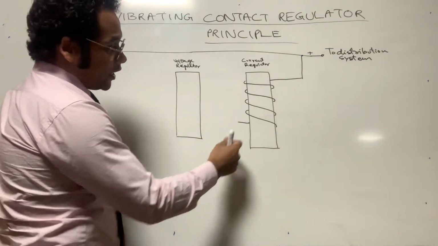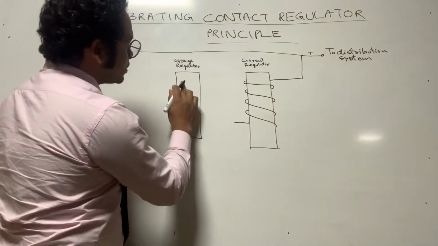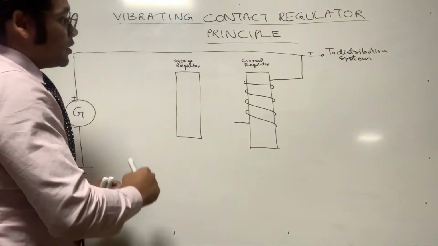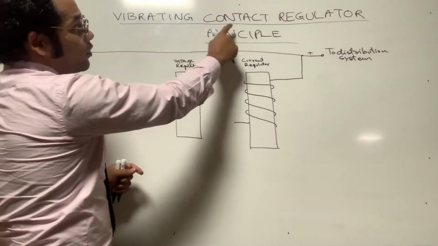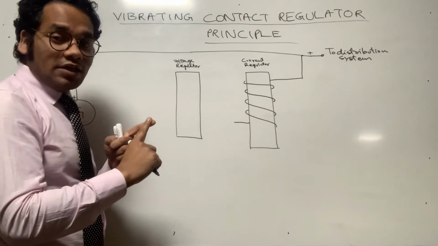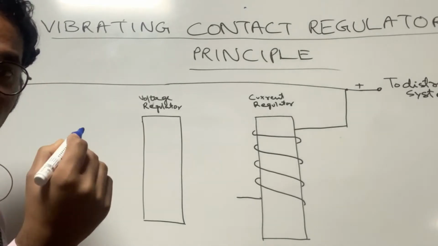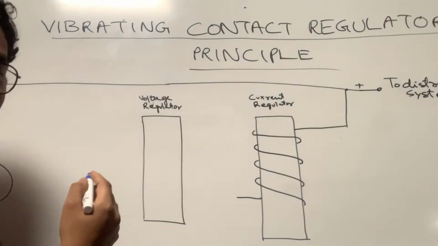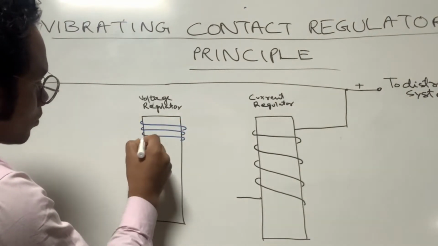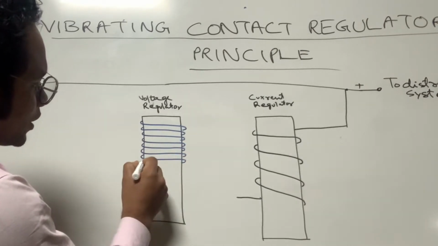Next, we should note that the coil of this current regulator is connected in series with the voltage regulator's coil. Let me draw the voltage regulator's coil first. In the vibrating contact regulator, for the voltage regulator we have two types of coil. One is many turns of thin copper wire, which is called the shunt winding. I'm using blue ink to represent many turns of thin copper wire. Suppose this is the shunt winding.